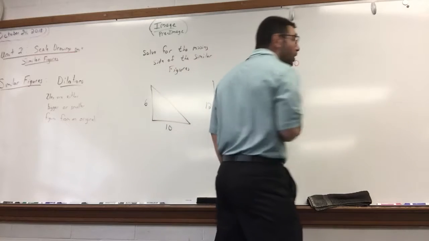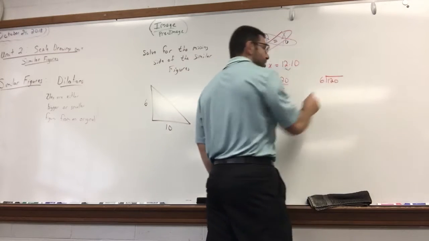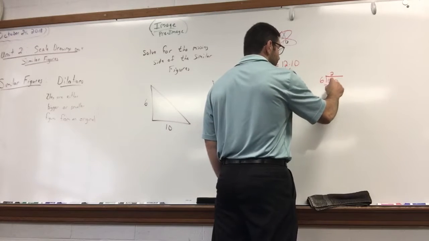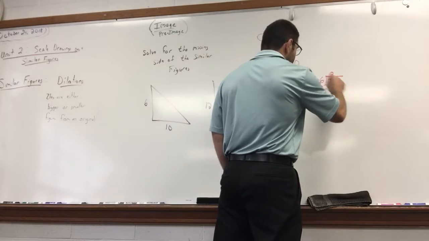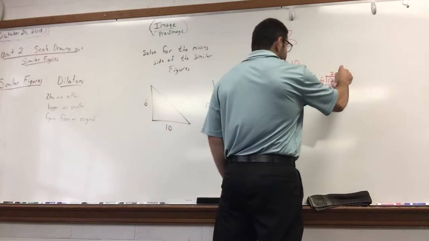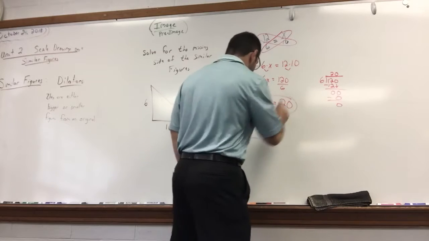But let's say we don't know that it's going to be 20. We're going to use long division. 6 goes into 12 twice. 2 times 6 is 12. That leaves me with nothing. Bring down the other 0. 6 goes into 0, 0 times. No remainder. X does equal 20.